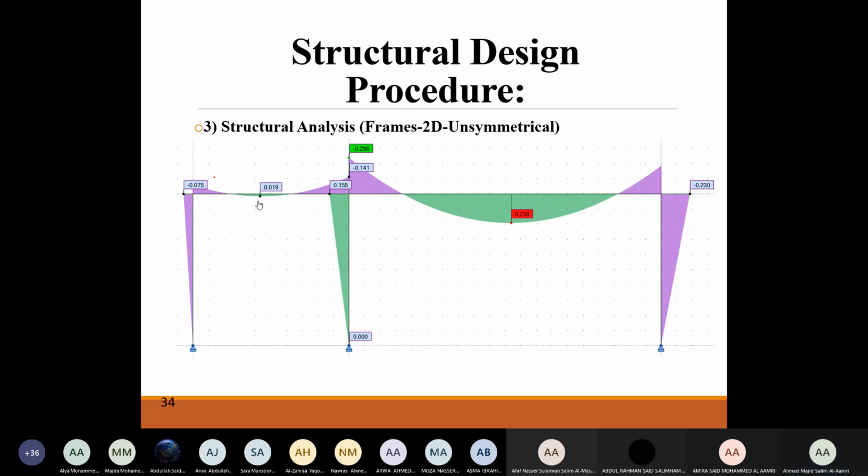Unsymmetrical. Now you can see that the value we have, let's say that this is span number 1, we have span number 2. For span number 2 moment, for the left side is 0.296.